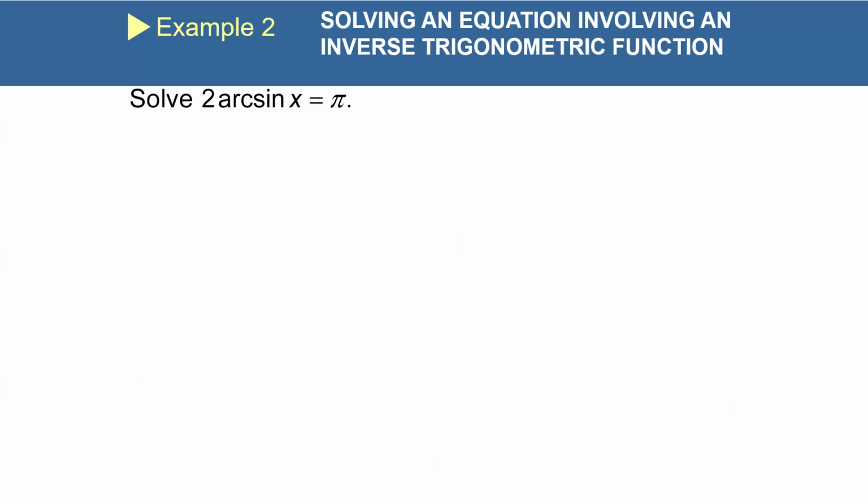All right. So now it says we have 2 arc sine x equals pi. Again, what does arc mean? It's the inverse. It's sine to the -1. So remember, this is the same thing as sine to the -1. Our goal again is to get x by itself. What's going to be the first thing we do? Divide by the 2. So we get pi over 2.